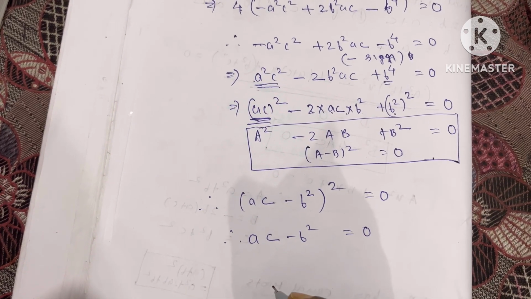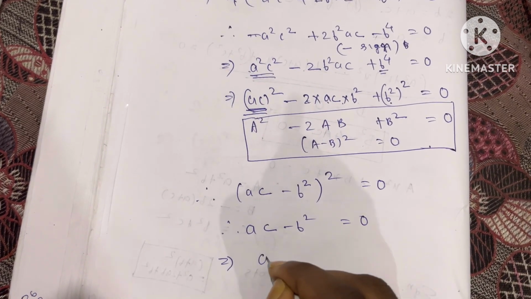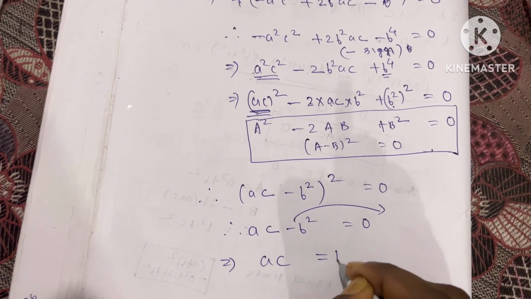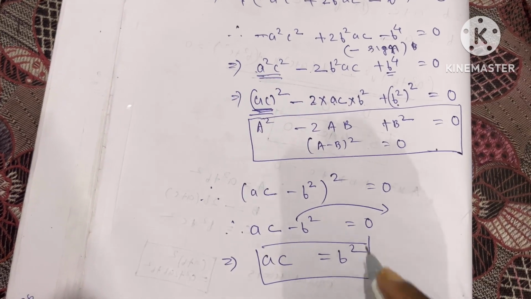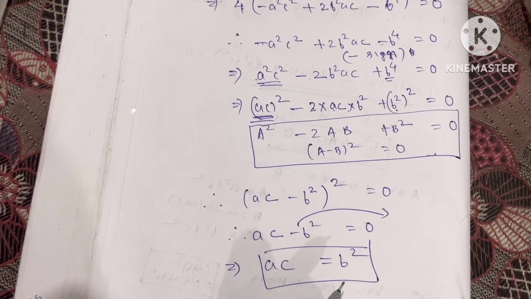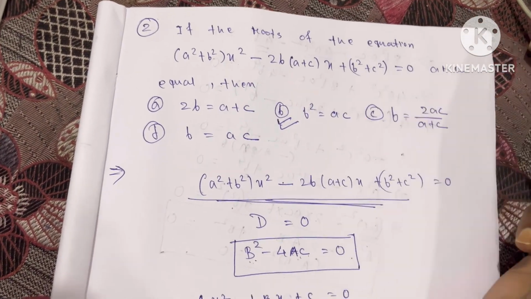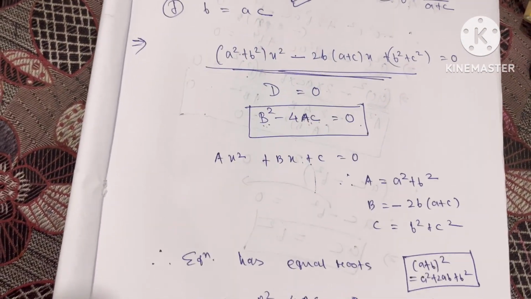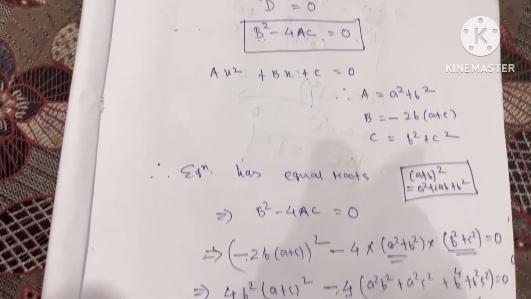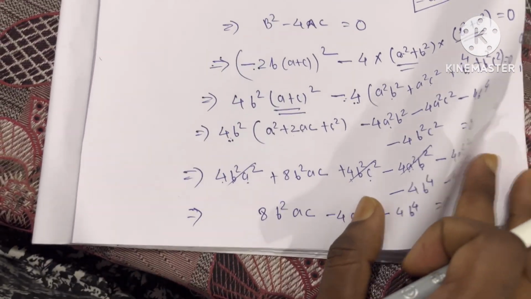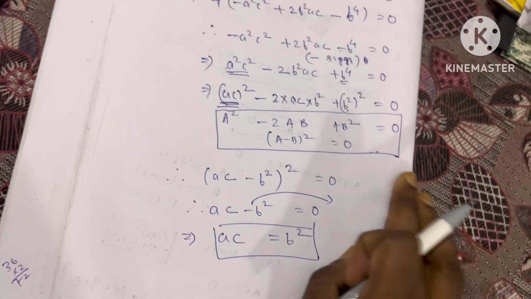Nice. So if you write ac and transpose this to this side, you will get b square. So that means which option will be correct? So this is the answer. Which option will be correct? Option B. So very simple. Only you focus on the calculation. So if you write the calculation nicely, you will get the answer.